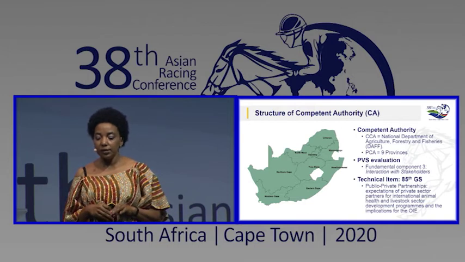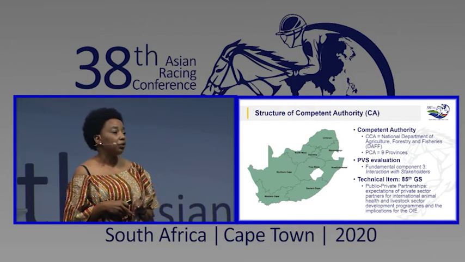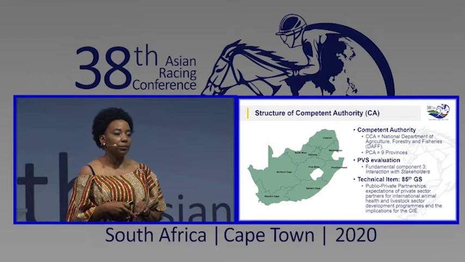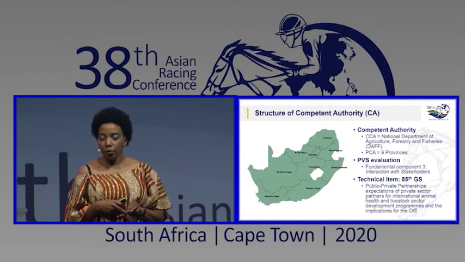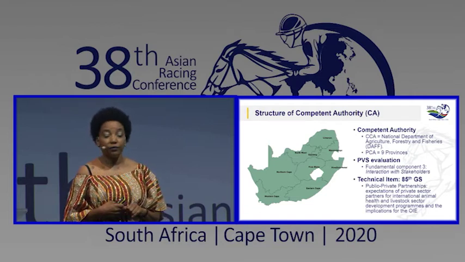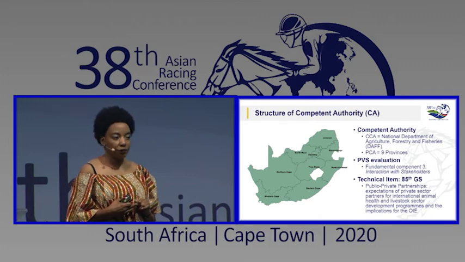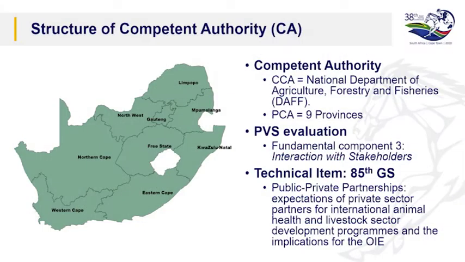We have 9 provinces, and the central competent authority remains the National Department of Agriculture. We are still called Agriculture, Forestry and Fisheries, but with effect from 1st of April, we have been given other brothers, Land Reform and Rural Development. And each province has a provincial competent authority, and all of them have their veterinary services at different levels and different structures.